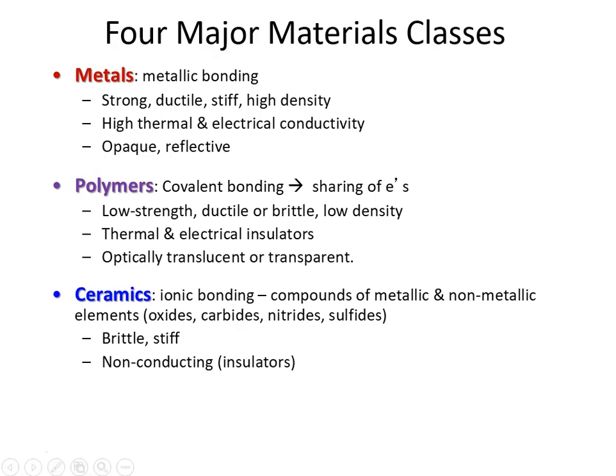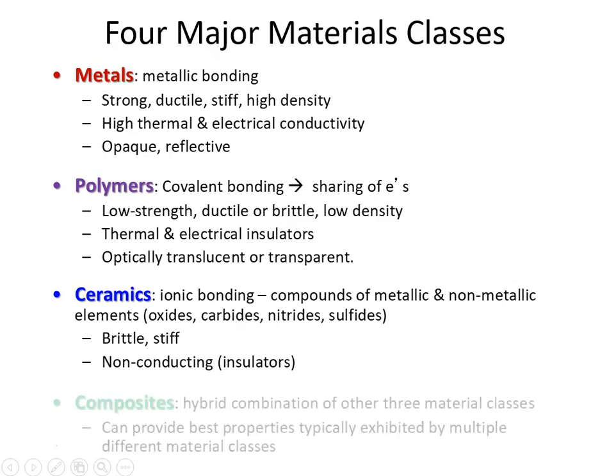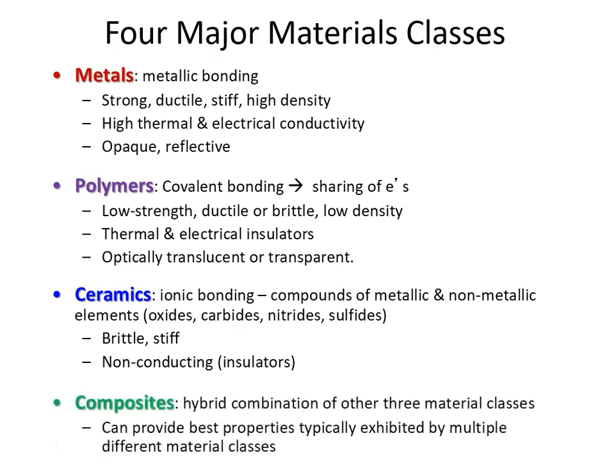And last but not least, what if you need something that's stiff but low density? What if you need something that's strong but can withstand high temperatures? You can combine materials, usually with deliberate processing methods, to form a hybrid. And this is the fourth category, called composites. And again, it's a hybrid. It's a combination of the other three material classes, and it is intended to give properties that you cannot get with any one category alone.